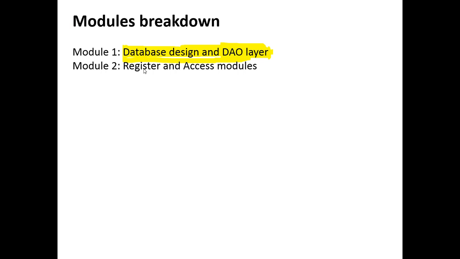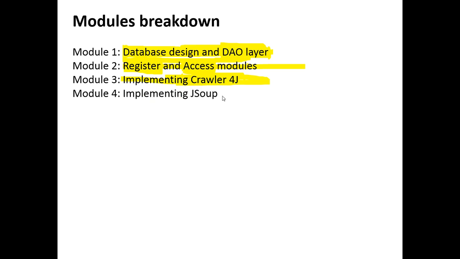So the second module is all about the register and access module. Register module in the sense the user can register as an admin or as a user. Access module in the sense you can log in and log out from our application. Those components will be implemented in module 2. And in module 3 we are going to implement Crawler4J. Using the Crawler4J APIs we will be writing logic to crawl the forums. And for crawling the blogs we will be implementing the JSON API.